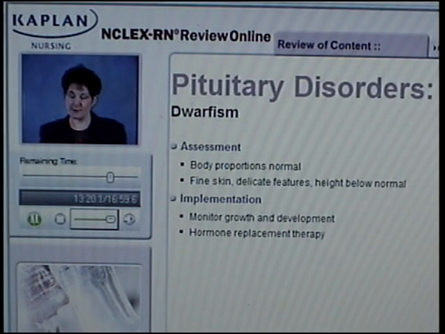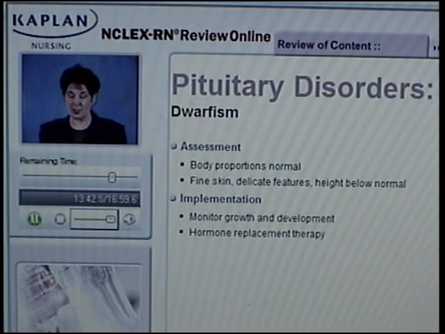With dwarfism, the body proportions are normal, meaning the head is in the same relationship as it would be to the arms and trunk, but it's just smaller than normal. These people have very fine skin, very delicate features, and their height is below normal when you look at it on a growth chart.